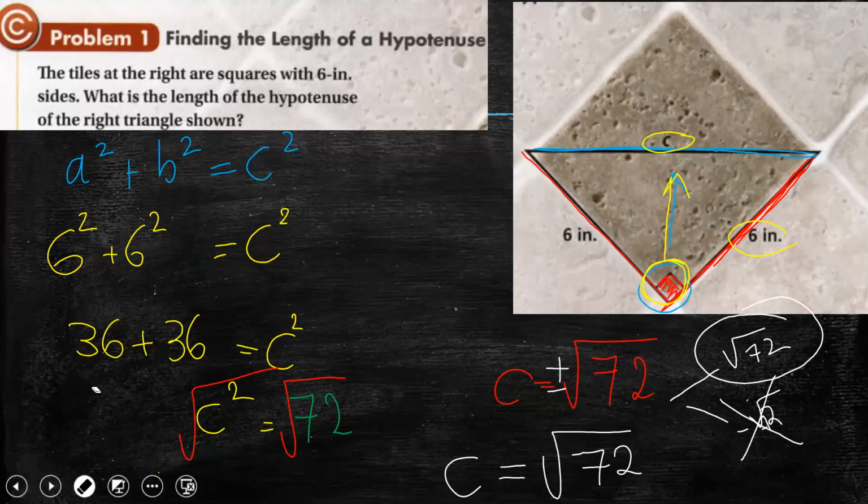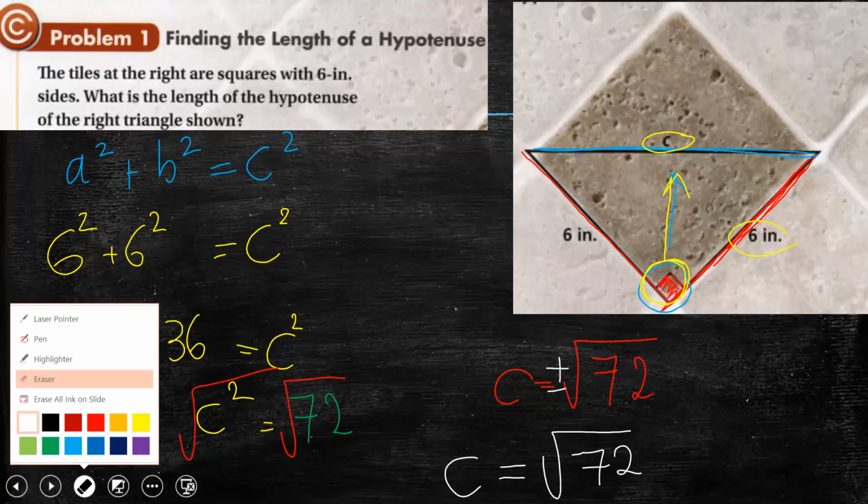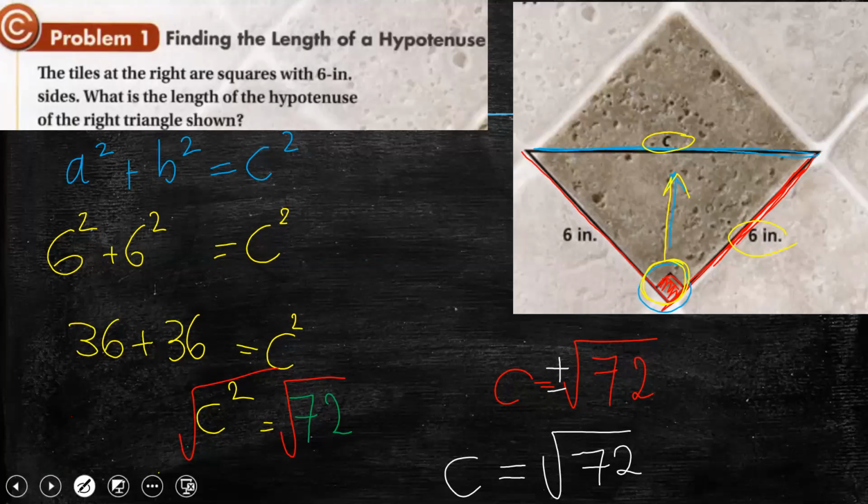Now, shall I stop here? No. I have to write the unit of the length. What is the unit here? Inch. Inch, exactly. So I have to write that C, or the hypotenuse, will be the square root of 72 inches. Is it clear? Yes, teacher. So I will repeat here.